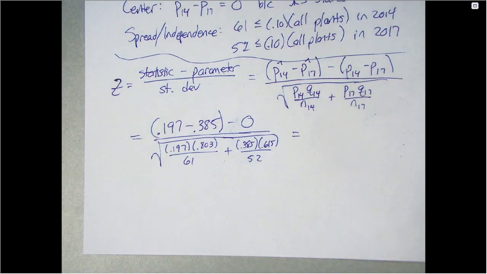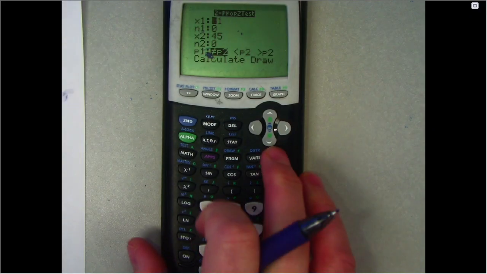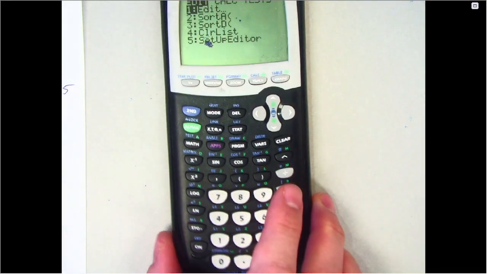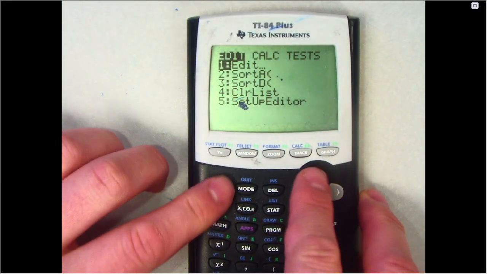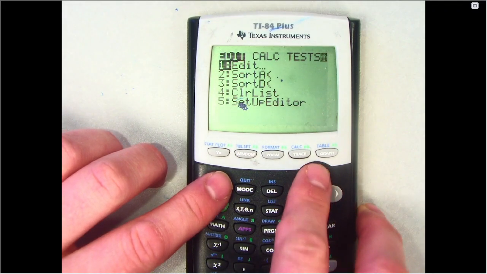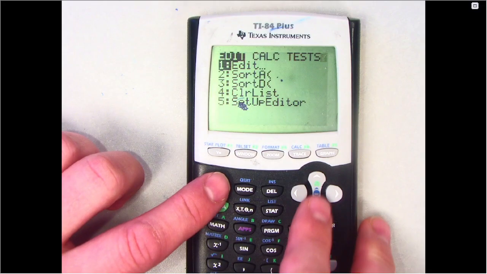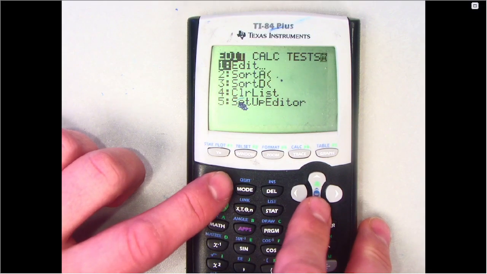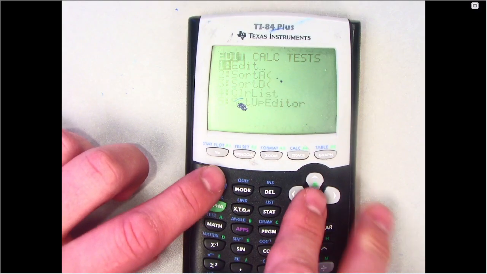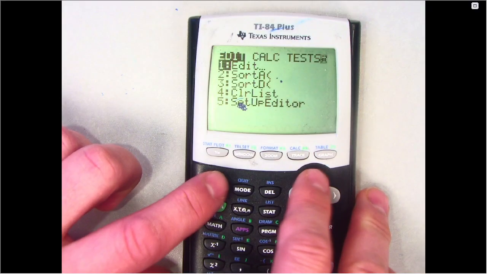It will tell us all the good things. So stat, and then tests, and then 2-prop z-test. You guys know you can make these darker and lighter? If you hit second up, it makes it darker, second down makes it lighter. Some of you walk around looking at your calculators and they look really faint, and it makes me sad. So you can make it darker.